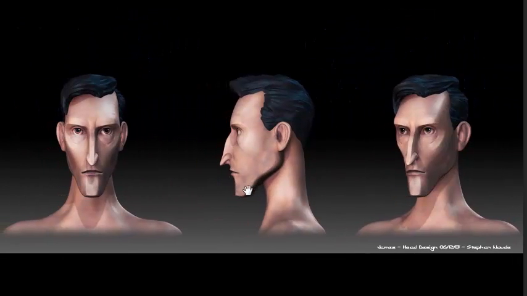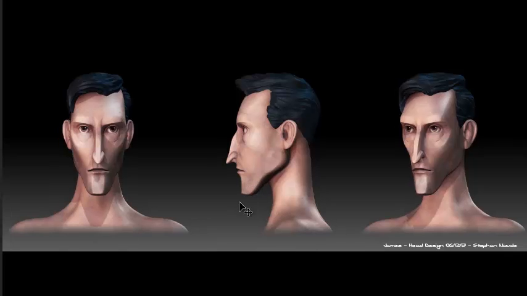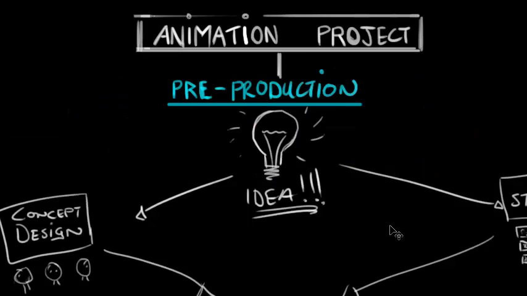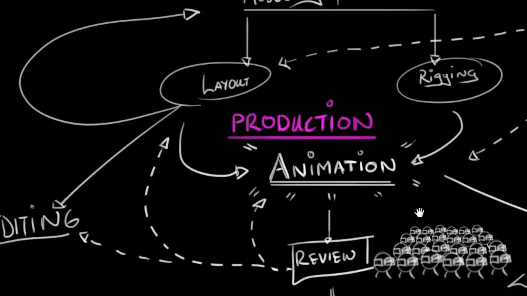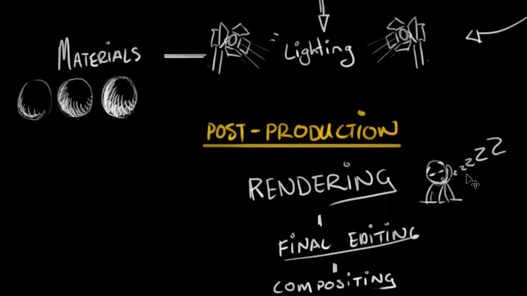Okay, but in this episode, what I want to do is talk a little bit about the production pipeline. I've created a little diagram here. Any animation project is broken down into 3 stages: the pre-production, the production, and the post-production.